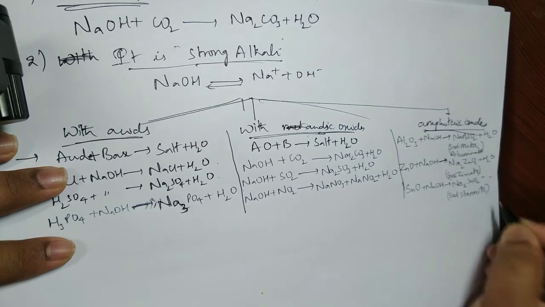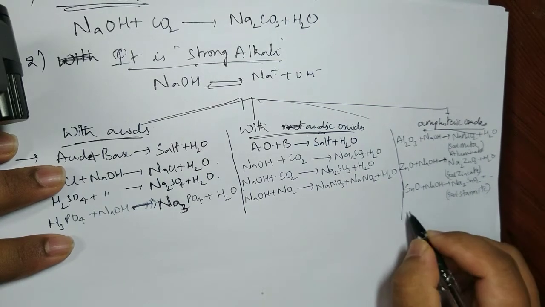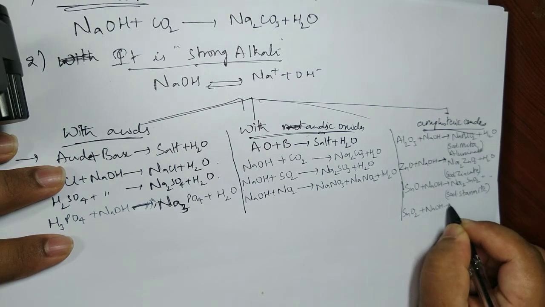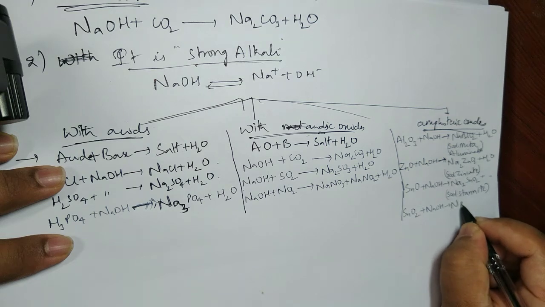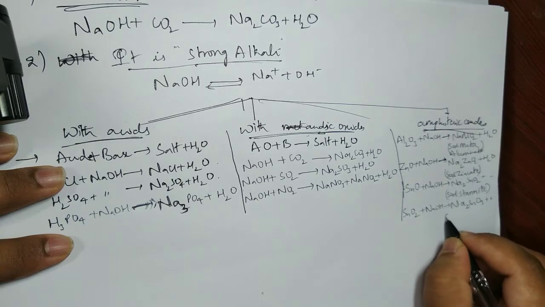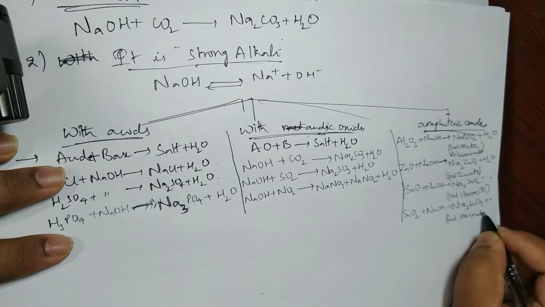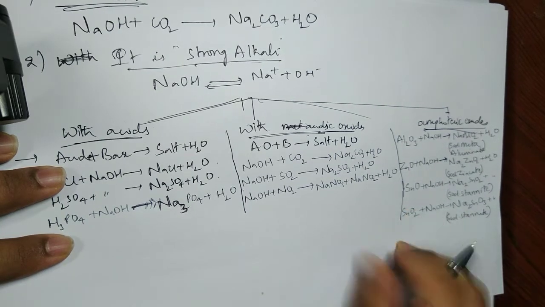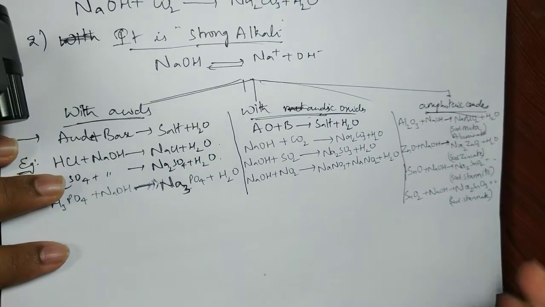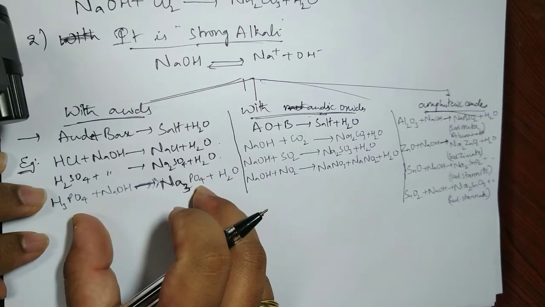If I want to make sodium stannate, like zincate, then I should use SnO2 plus NaOH. This will form sodium stannate, that is Na2SnO3 plus water as usual, sodium stannate. Similarly with lead also, PbO and PbO2. PbO will give plumbite, PbO2 gives plumbate. So these are the amphoteric oxides, acidic oxides and reactions with acids.